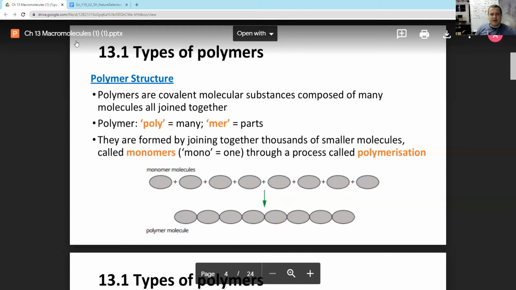So you should have been learning about some of them. The two main ones are carbohydrates and proteins, as well as plastic polymers as well.